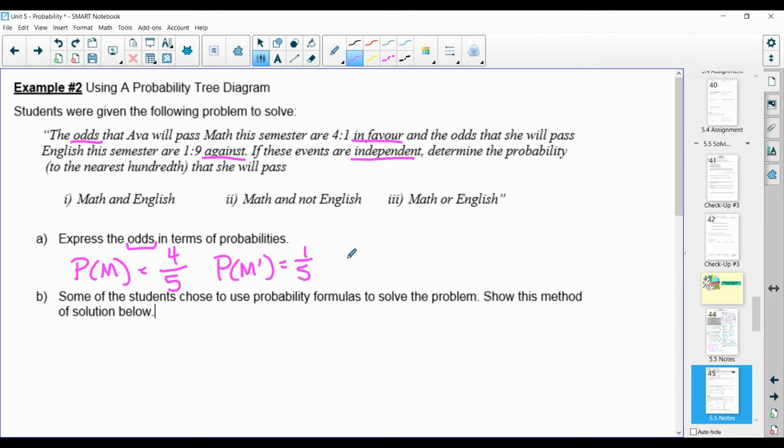Now the probability of passing English, it says the odds that she will pass English this semester are 1 to 9 against. So that means in favor of is actually 9, and 9 plus 1 is 10. So the probability of passing English is 9 over 10, meaning the probability of not passing English is 1 over 10.